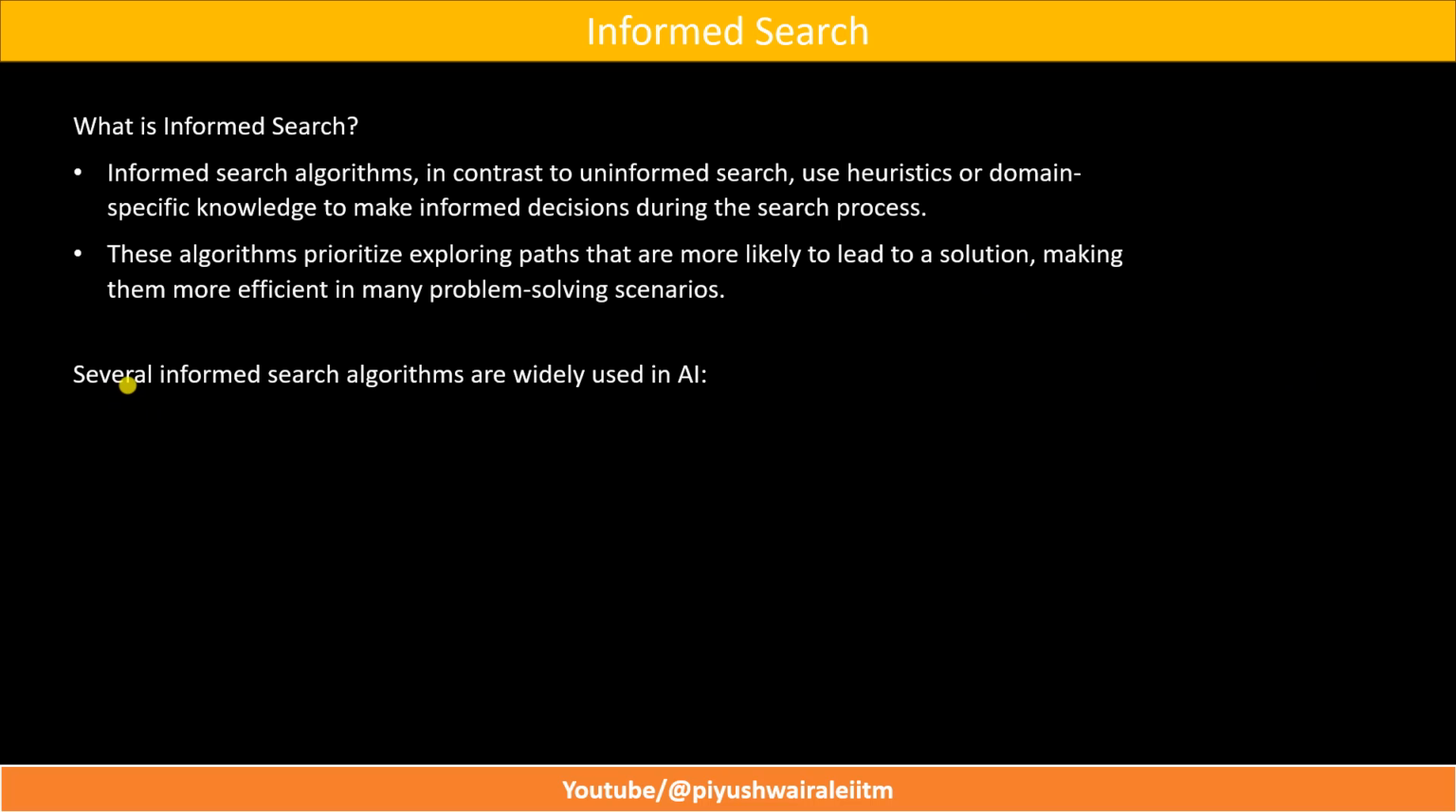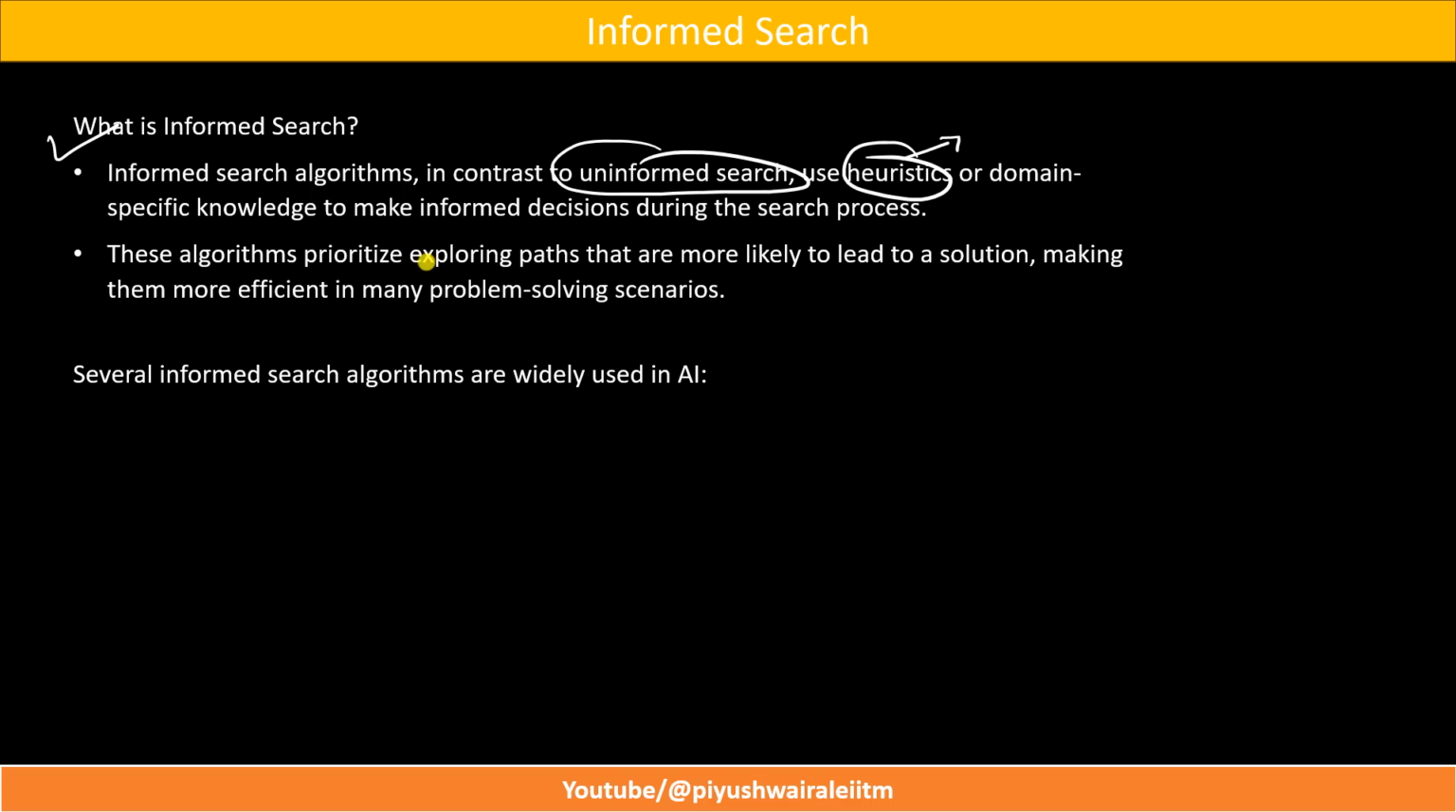Okay. Now, what is informed search? Informed search algorithms, in contrast with uninformed search, use heuristic or domain-specific knowledge to make informed decisions during the search process. Heuristic means we have some information, say in the form of distance or coordinates, so that we can predict something about a particular problem. That's what we call a heuristic.